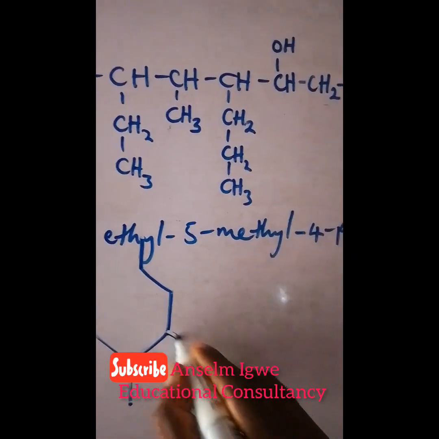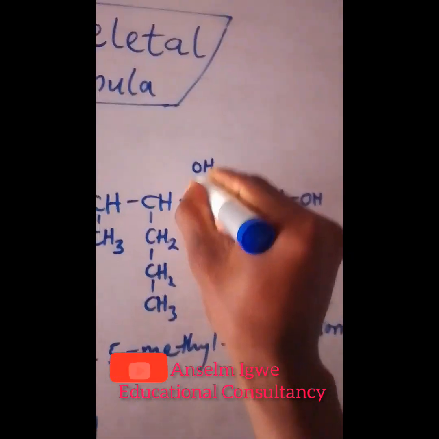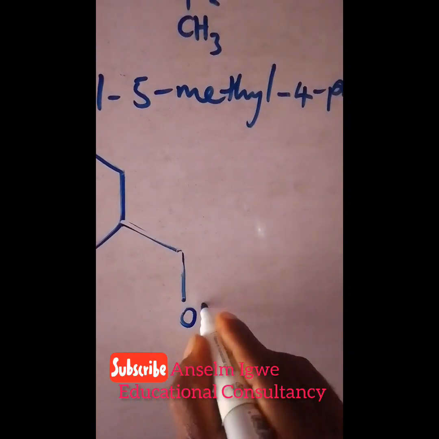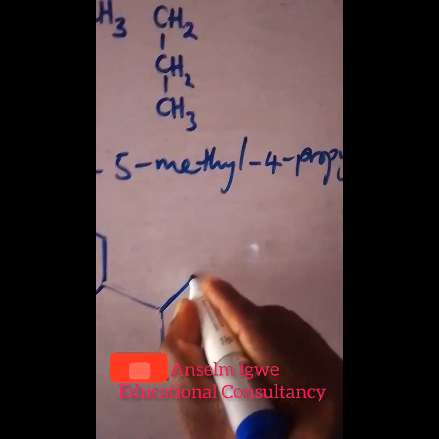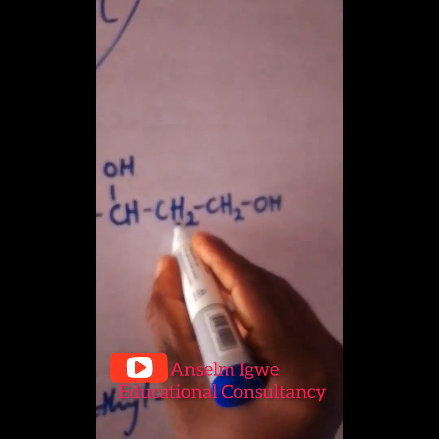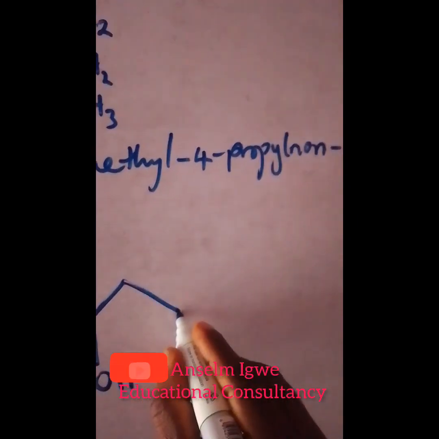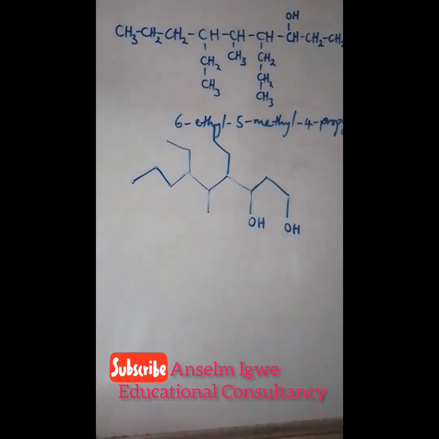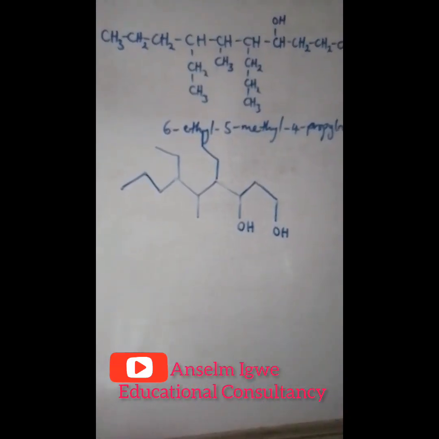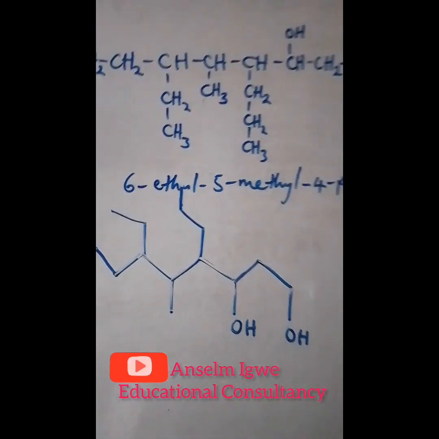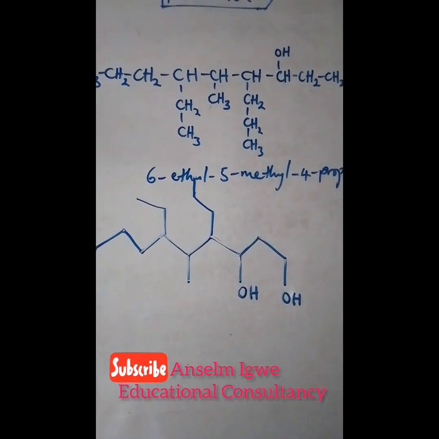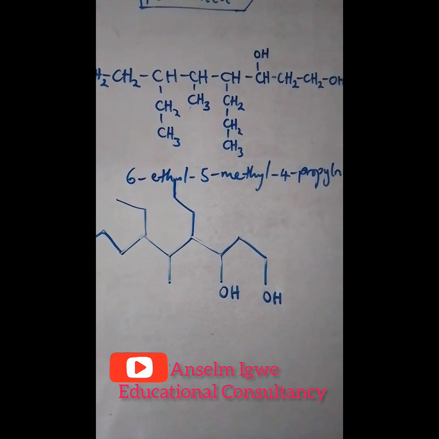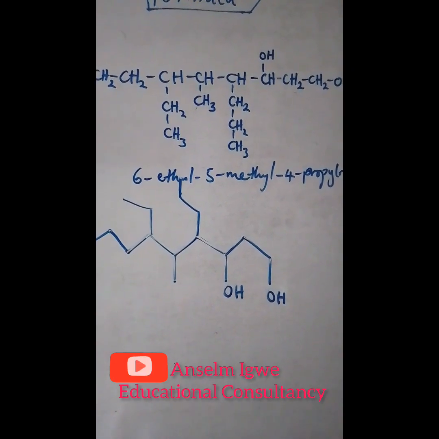Then we continue to this CH with OH branch on it. You bring it down and write your OH. We continue CH2, that is this CH2, then CH2 again, and you branch again to OH. So you can see this is the skeletal formula. This is the skeletal formula for 6-ethyl, 5-methyl, 4-propyl, non-1,3-diol.